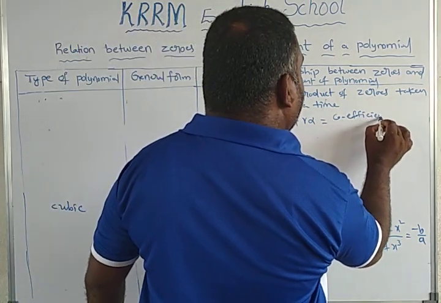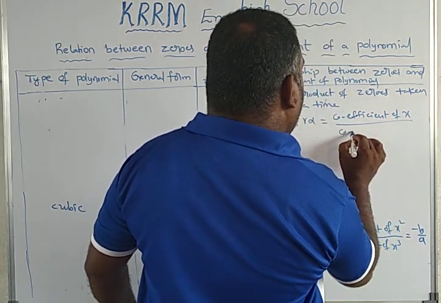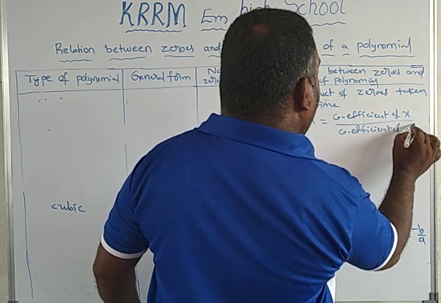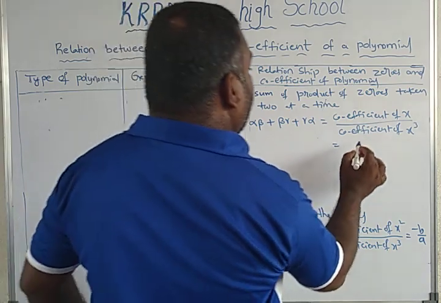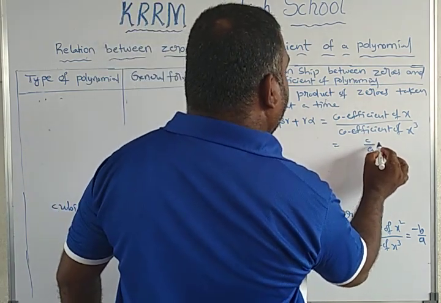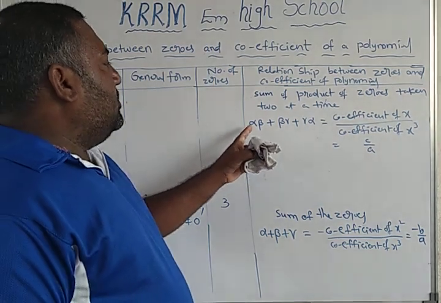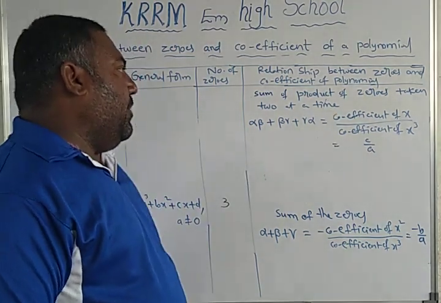Coefficient of x upon coefficient of x cubed. What is the coefficient of x here? c upon a. This is the relation between zeros. The sum of product of zeros taken two at a time is equal to c by a.